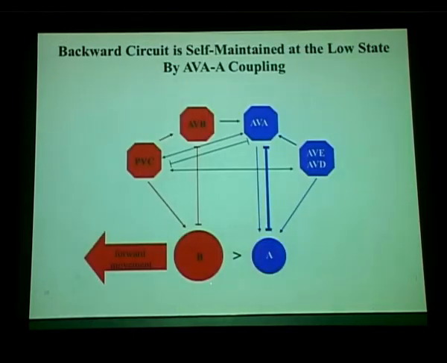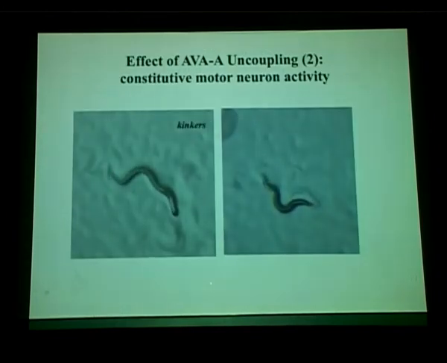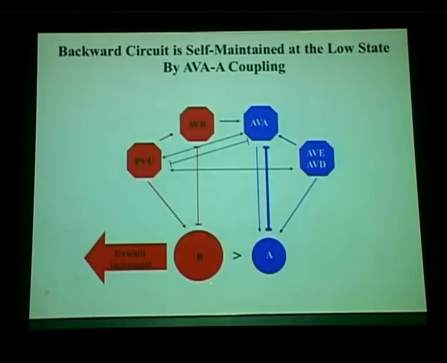So from these studies, through many years of work, we finally have some conclusions. It's a little bit surprising, but it took us a long time to get there: the gap junction communication between AVA, the command interneuron, premotor interneuron, and A is inhibitory, and it functions as a current shunt to self-maintain the backward circuit at the low state. And that's probably the circuit basis for why the animals normally prefer to go forward.